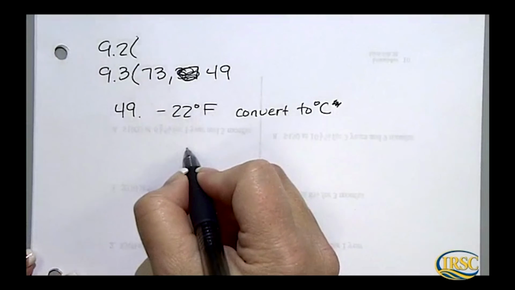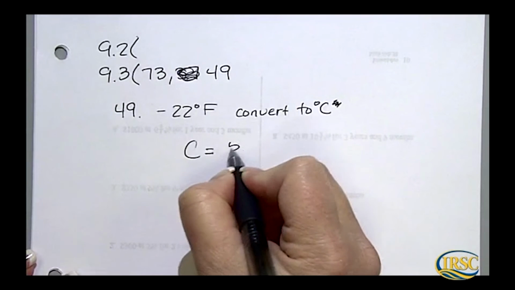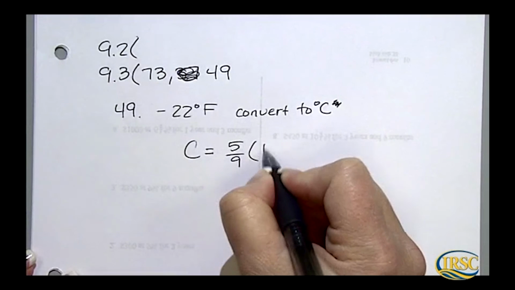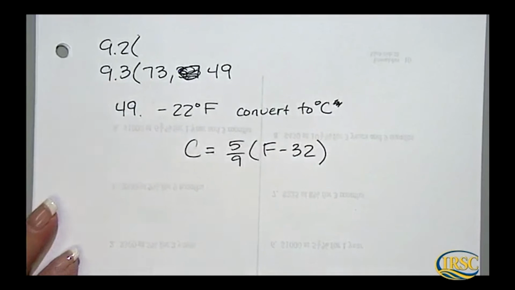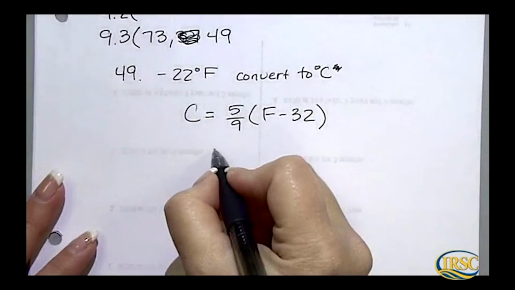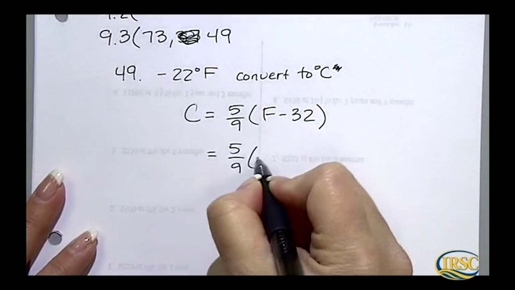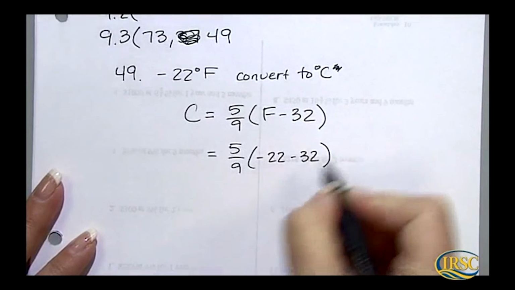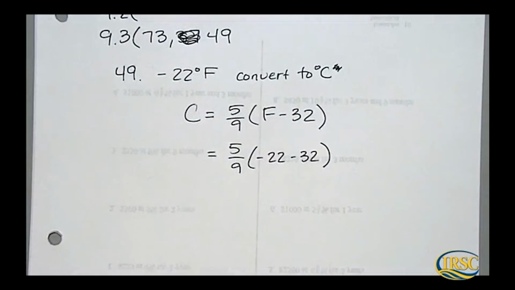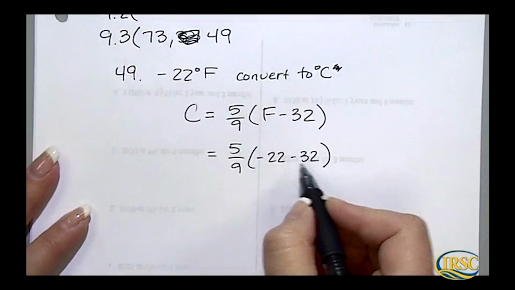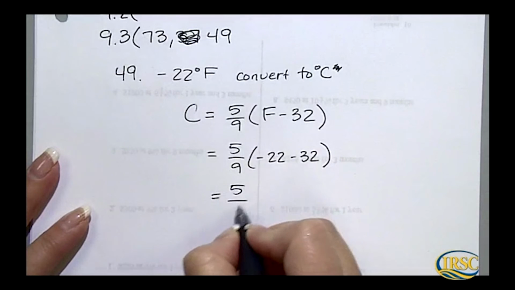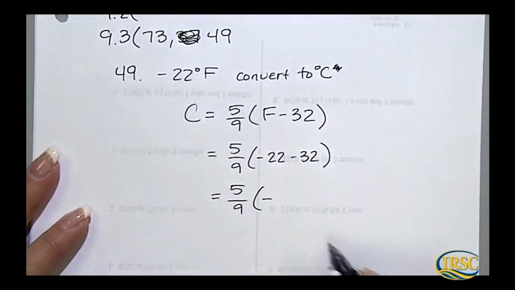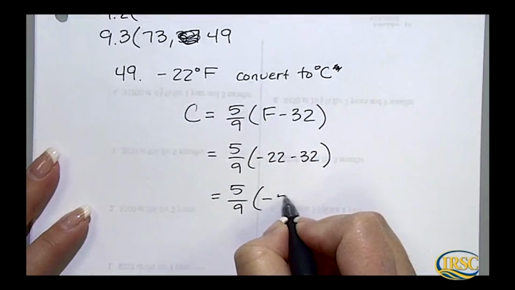All right, so since you're given Fahrenheit, you want to use the formula C equals 5/9 times parentheses F minus 32. So substituting in the negative 22, if you have the formula with the parentheses, then you have to do what's inside parentheses first. So we're going to go ahead and subtract, but notice that both the numbers are negative. So that means that you're really adding and keeping the sign. So we get negative 54.